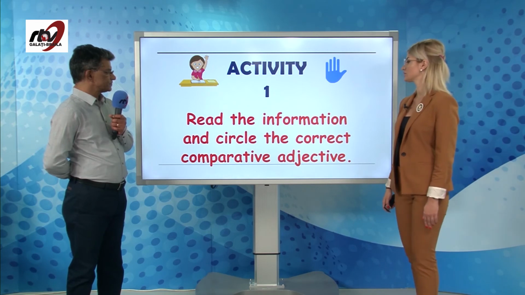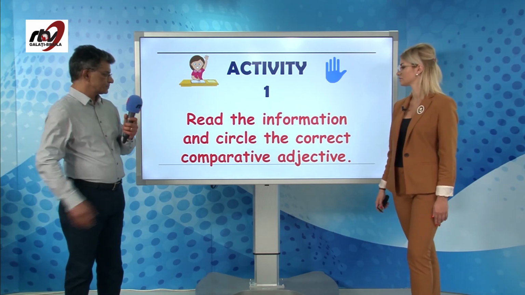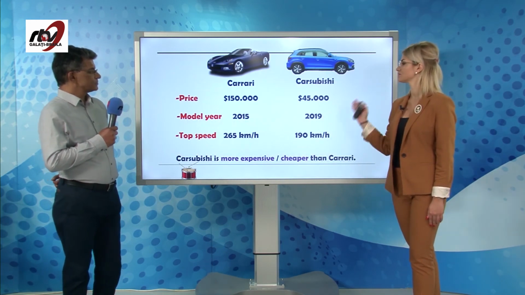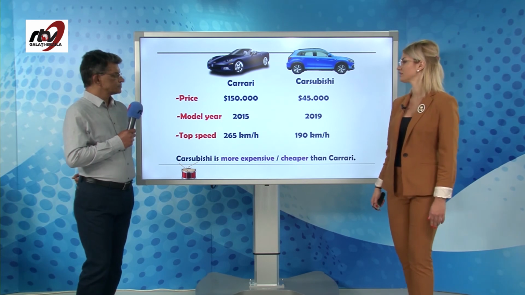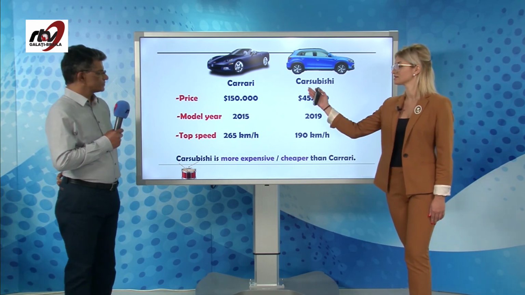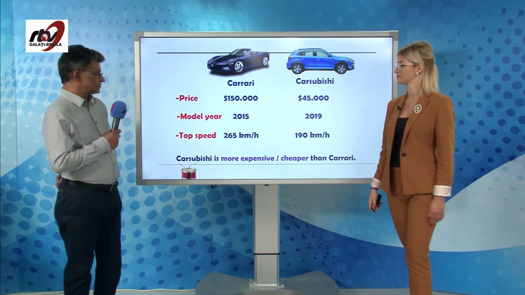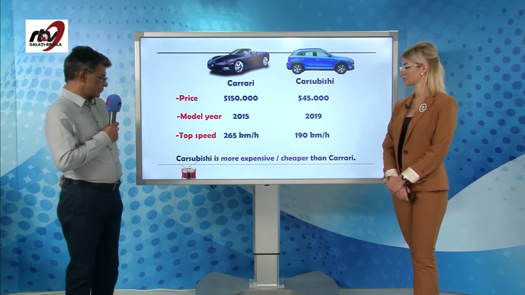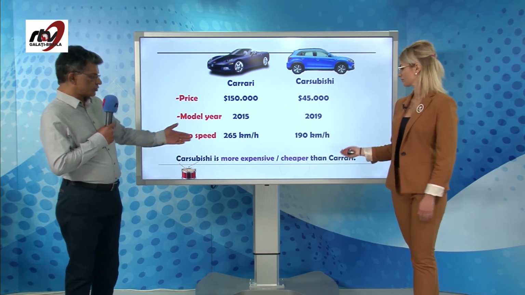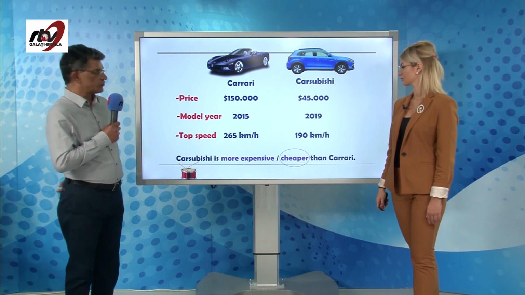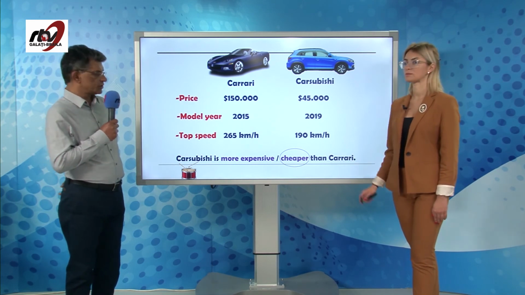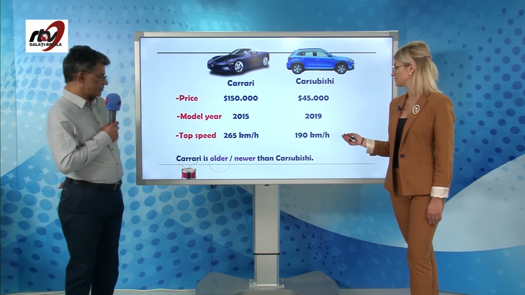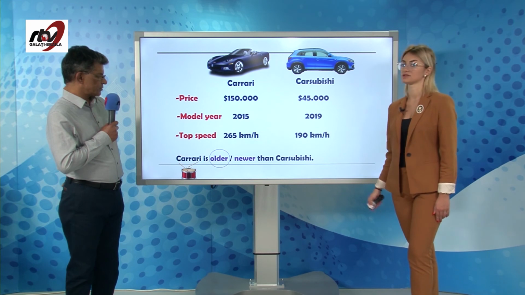For the next activity, we are going to read the information and circle the correct comparative adjective. And we can see two types of cars here, and we're going to compare them in terms of price, model year, or top speed. So we have the Karari and the Karsubishi. The Karsubishi is more expensive or cheaper than Karari? Obviously, 45,000 cheaper than Karari. Karari is older than Karsubishi.